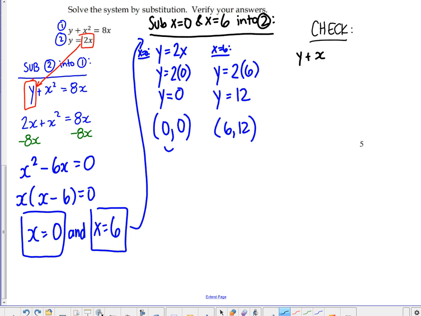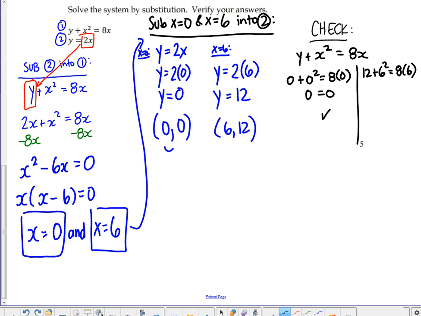Y plus x squared equals 8x. So we need to do it for each coordinate. The first one, 0 plus 0 squared, does that equal 8 times 0? 0 equals 0. Good. And then does 12 plus 6 squared equal 8 times 6? What's 6 squared? 36. What's 36 plus 12? 48. Is 8 times 6 equal to 48? Bingo. Done.